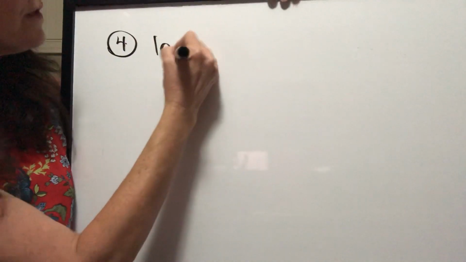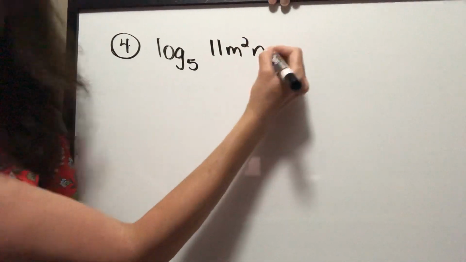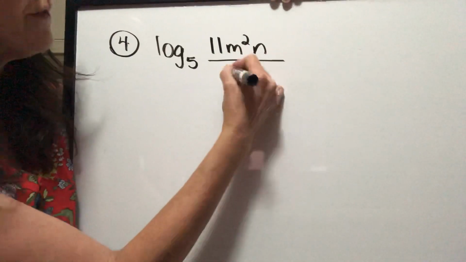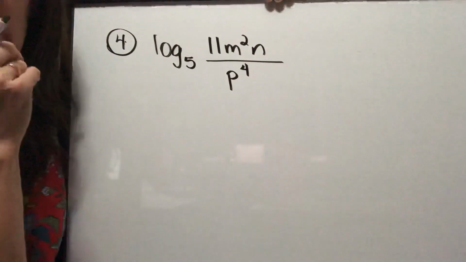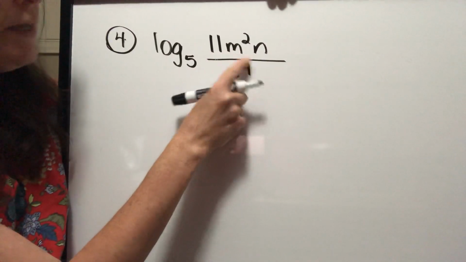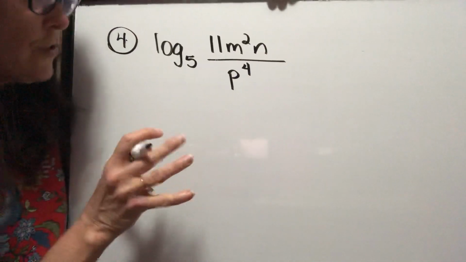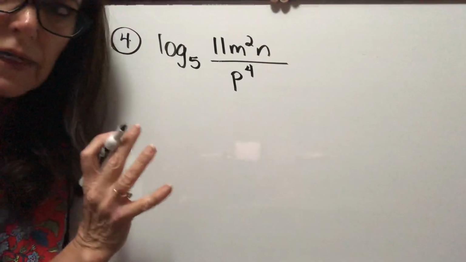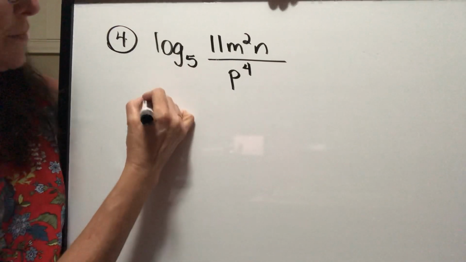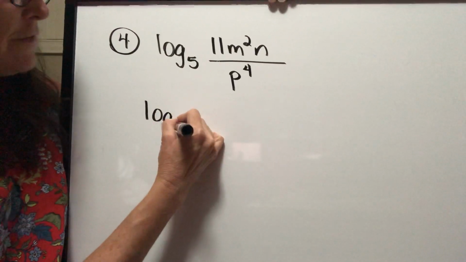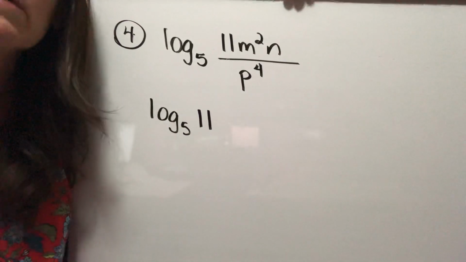Okay, so number 4 is log base 5 of 11m squared n over p to the 4th. Okay, so this is going to require multiple steps because there are multiple numbers in this problem. There's an 11, there's an m, there's an n, and there's a p. So that means there's going to be 4 different logs in our answer. So let's just do this a little bit at a time. Okay, so each of the logs will have a base of 5. That will not change. So I'm going to start off with log base 5 of 11, just the 11 all by itself. That's going to be one of the logs.